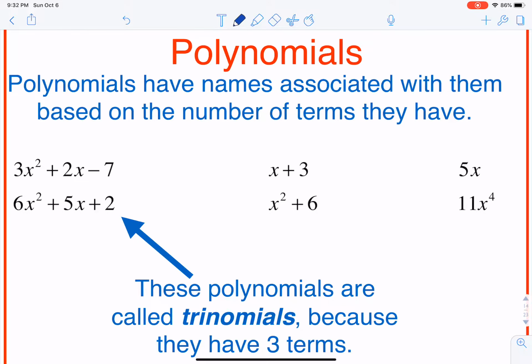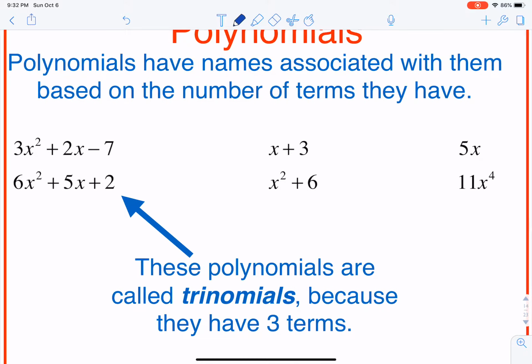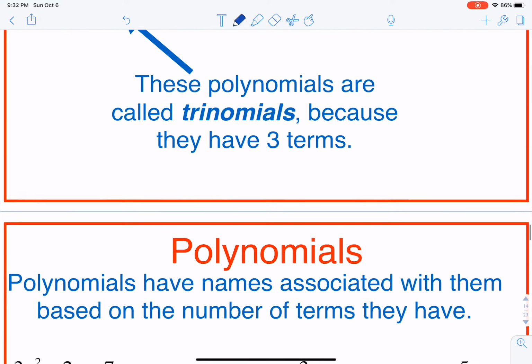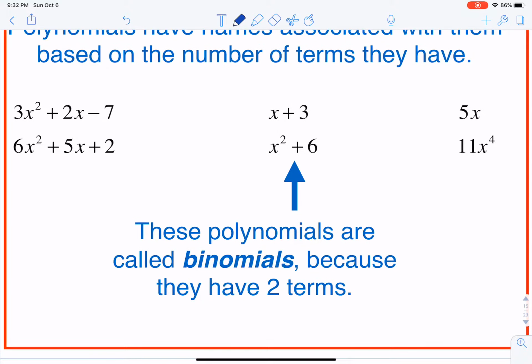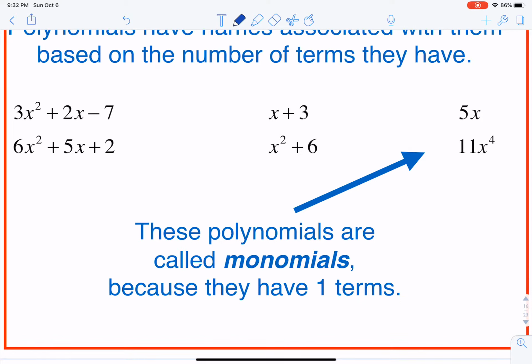So we talked about how they are sort of categorized by their number of terms. So polynomials that have 3 terms are called trinomials because they have 3 terms. Polynomials that have 2 terms are called binomials because they have 2 terms. And polynomials that have 1 term are called monomials. So anything larger than 3 terms, we just call a polynomial.